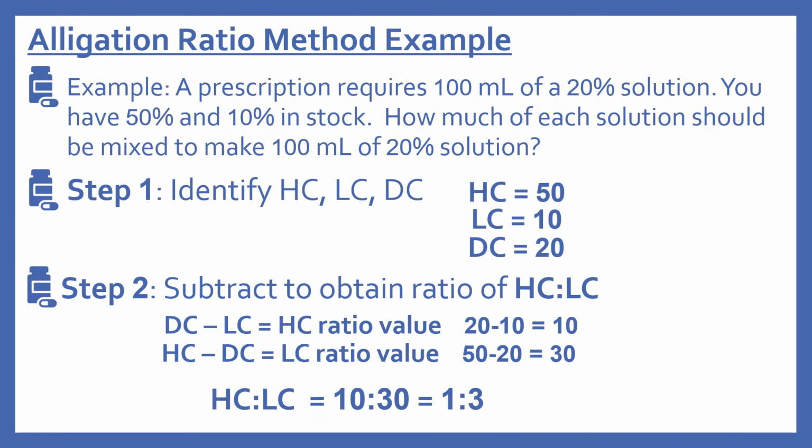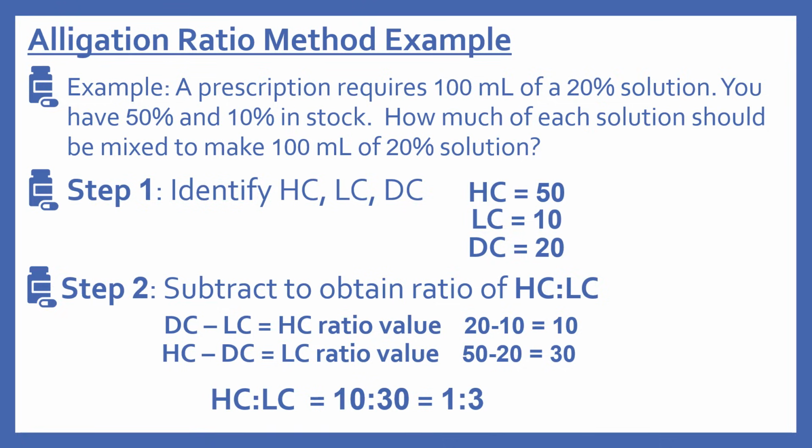And now we'll look at the example that I gave you at the beginning, and we'll solve that using the ratio method. So the example was, a prescription requires 100 milliliters of a 20% solution. You have 50% and 10% of that solution in stock. How much of each solution should be mixed to make 100 milliliters of 20% solution? So step one, we're going to identify the high concentration, the low concentration, and the desired concentration. So HC is 50, LC is 10, and DC is 20.